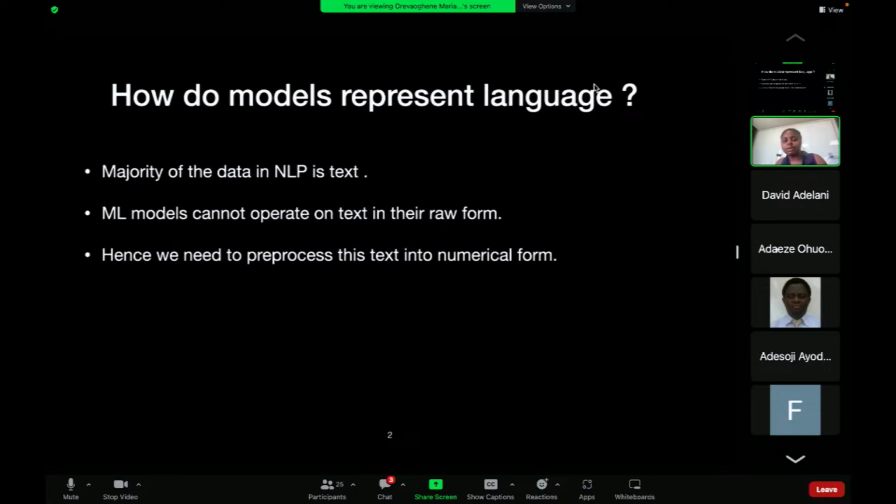So first of all, we start with how models represent language. The majority of the data in NLP is text. A lot of people work on text. We have more data sets on text. We have lots of text on the web, lots of text being used to train large language models. But machine learning models cannot operate on text in its raw form. We need to preprocess this text into numerical form. And this applies to every kind of data that you want to train a model on.